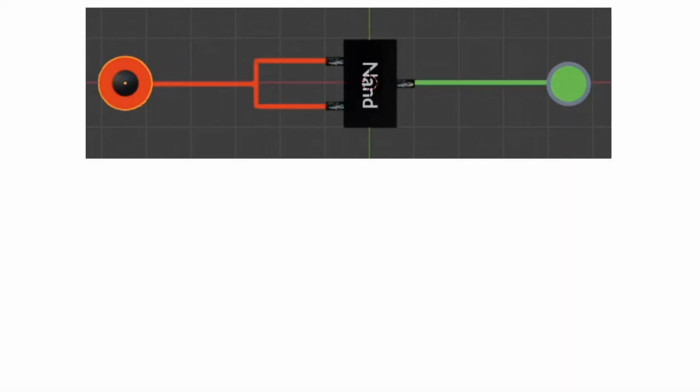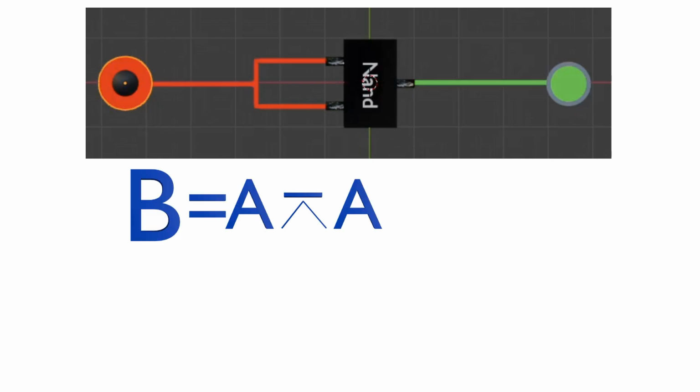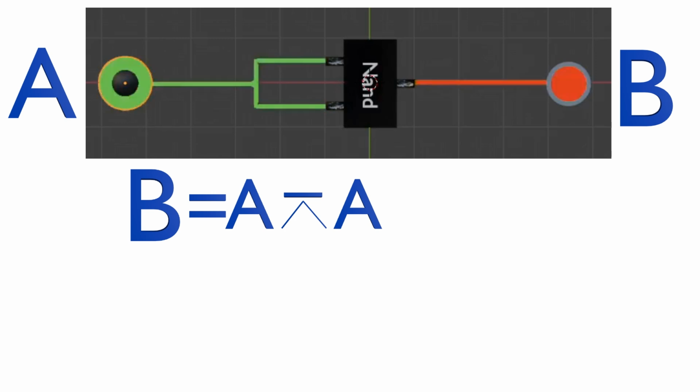Now we change the circuit so that both inputs are connected and receive the same value. We already learned in the last video that this reverses the value. We can write our equation like this and abbreviate this with this and call it NOT from now on.